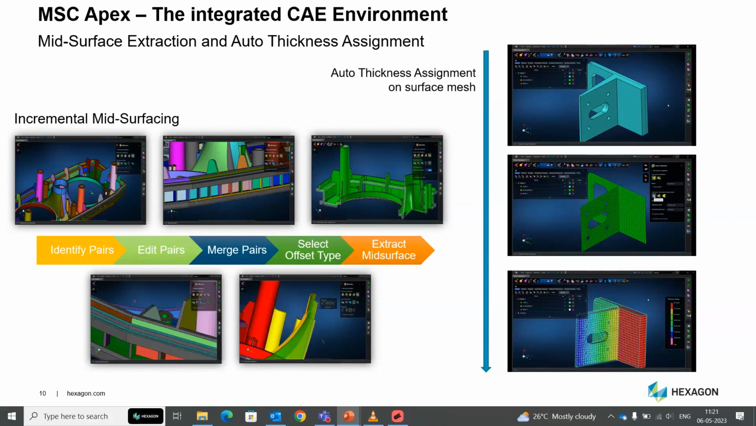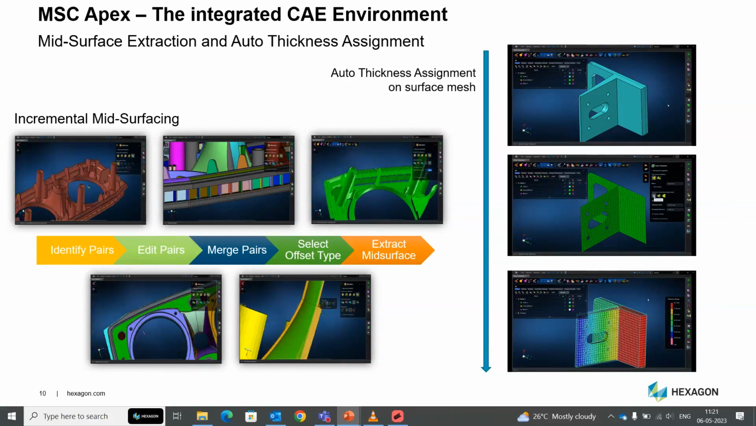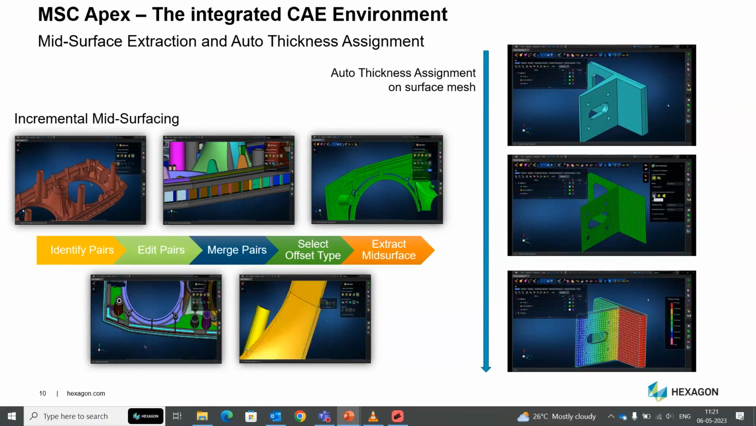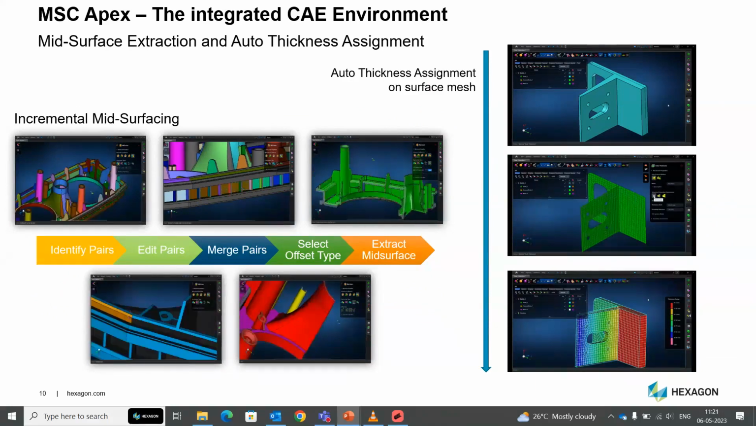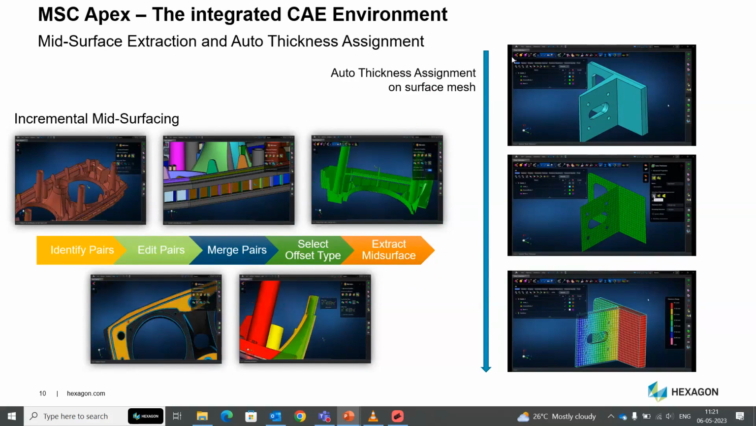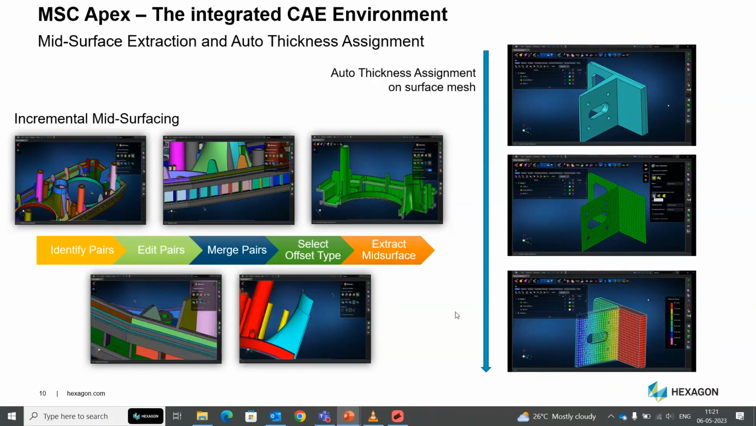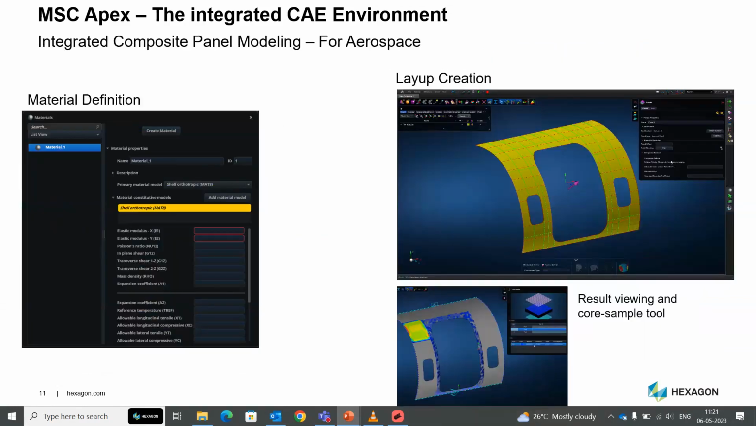You're able to identify the pairs using incremental mid-surfacing, edit these corresponding pairs, merge them, choose the type of offset, extract the mid-surface, and then mesh it as well as assign the thickness. So you can see here, this is a solid geometry that you have extracted a 2D surface for, and then you've meshed it and assigned the thickness for it. So such capabilities are also present.